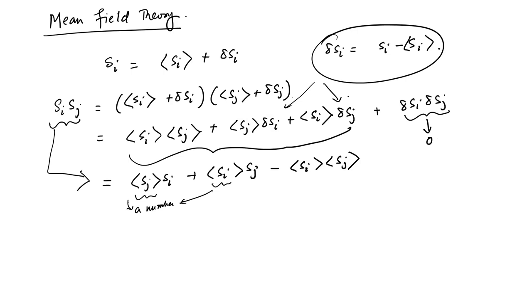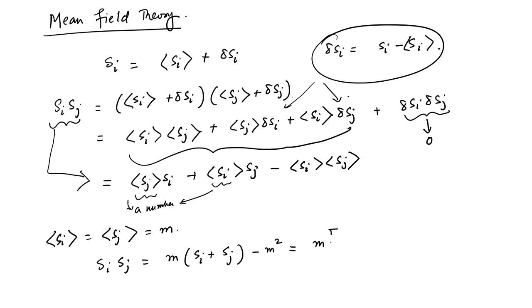Okay, so within this approximation we reduce the Hamiltonian, and we further assume that the average of Si equals the average of Sj equals M. We have seen this earlier: when you have translational invariance, you can write them to be equal, that is, Si average and Sj average are equal, and that's equal to M. Just to remind you, we are talking about thermal averages. So it boils down to M times (Si plus Sj) minus M squared. Then you can take M common and write it as M times (Si plus Sj minus M). This is the one particle Hamiltonian, or the mean field Hamiltonian, that we get.